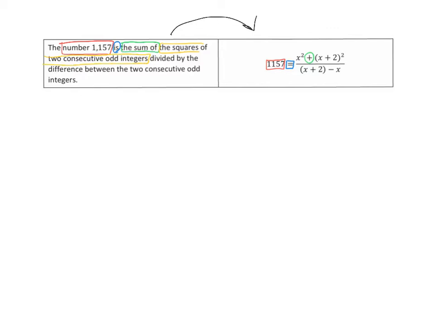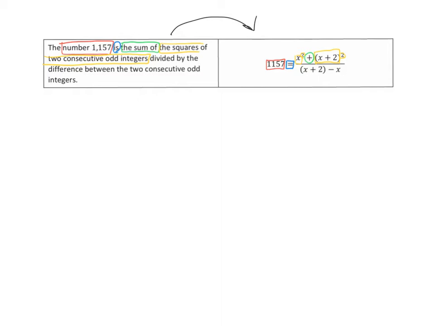So this is our unknown here, so that's why it's a variable. The squares of two consecutive odd integers. So we have x and then x plus 2 representing those two consecutive odd integers. Because the first one, we don't know what it is, but we know that the second one is going to be 2 numbers away from that one, okay?